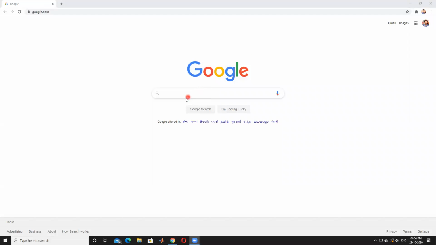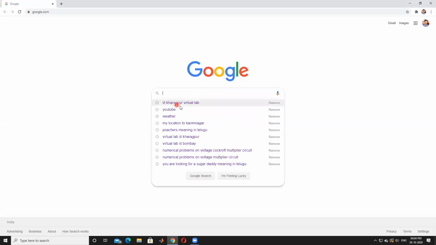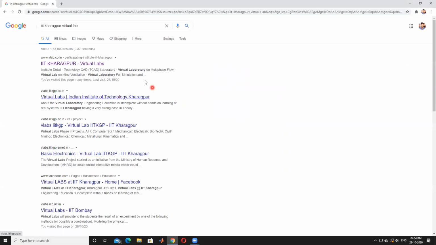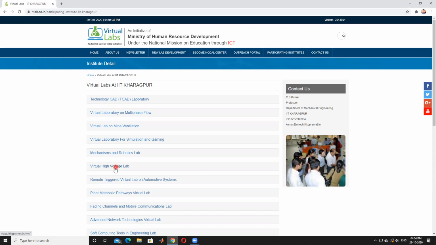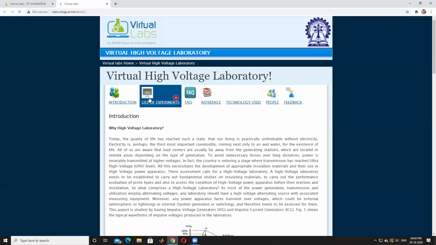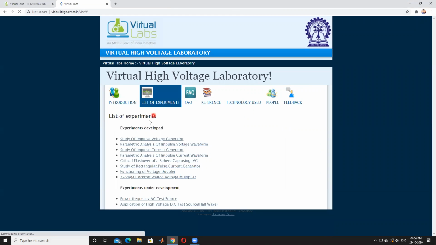Okay, in Google, type IIT Kharagpur Virtual Lab and press enter. The first result is the IIT Kharagpur Virtual Lab. Our main concept is the high voltage engineering lab, the virtual high voltage lab. Press virtual high voltage lab, and you will see the list of experiments.